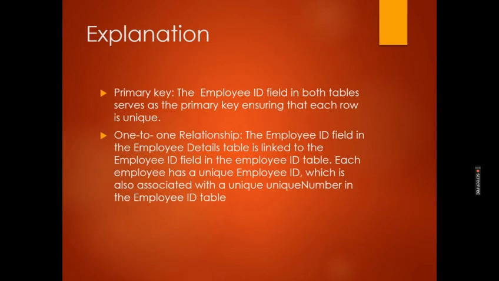Explanation of the tables. We have the primary key. The employee ID field in both tables serves as the primary key, ensuring that each row is unique. Then we have the one-to-one relationship. The employee ID field in the employee detail table is linked to the employee ID field in the employee ID table. Each employee has a unique employee ID, which is also associated with a unique number in that employee ID table.